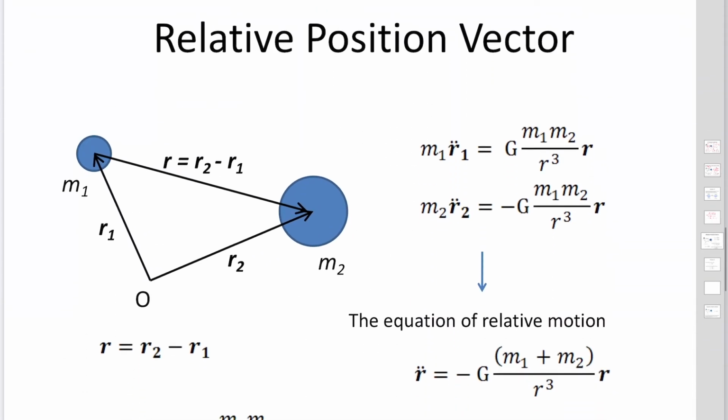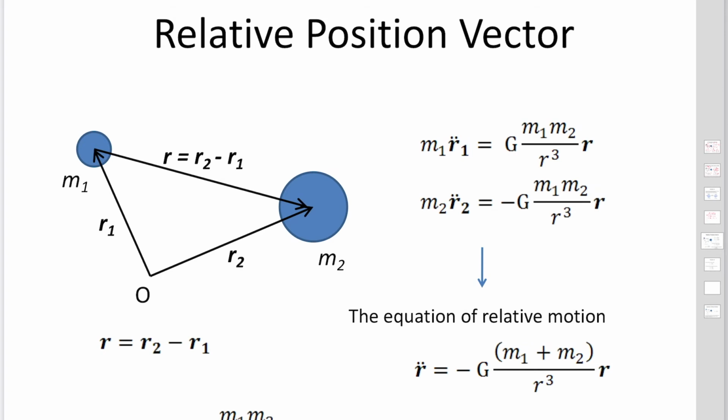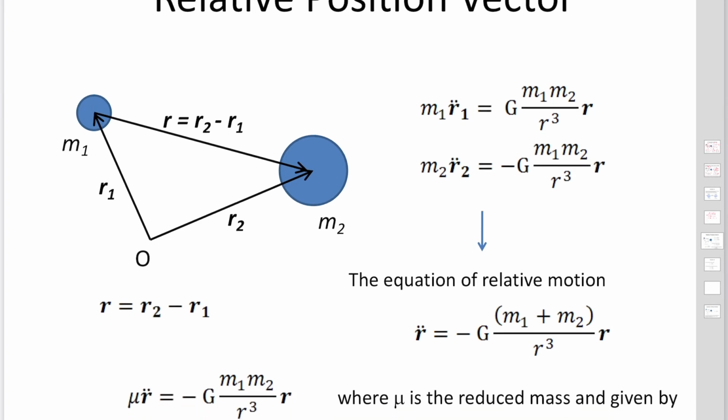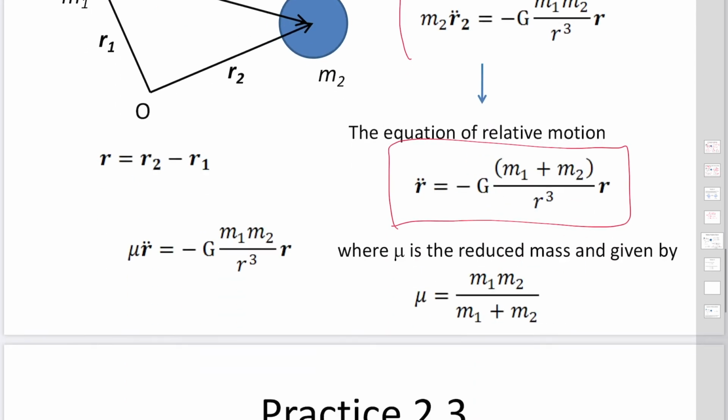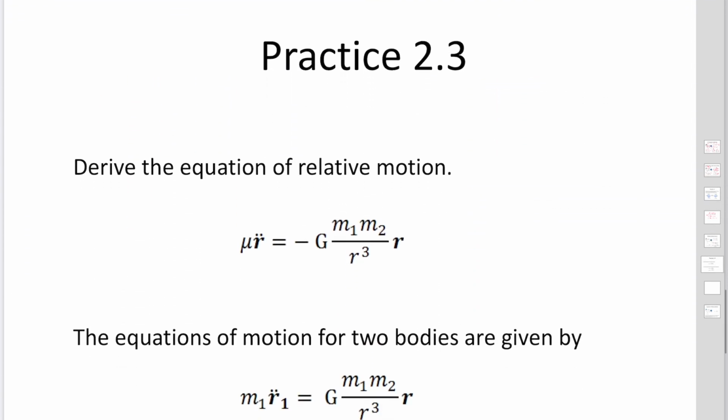Then we'd like to move to the next topic, the relative position vectors. We have already found the equation for the position vector of the center of mass. Then we'd like to find the equation for the relative position vector r. Again, we'd like to start with the equations of motion, then derive the equation for the relative motion. So this is a practice: derive the equation of the relative motion.